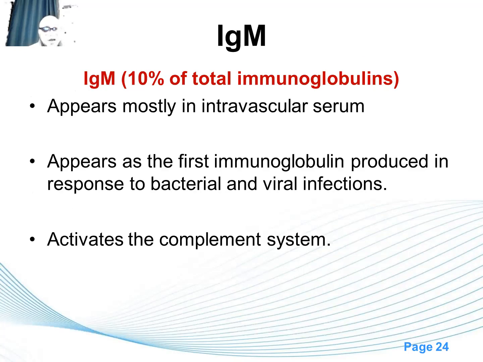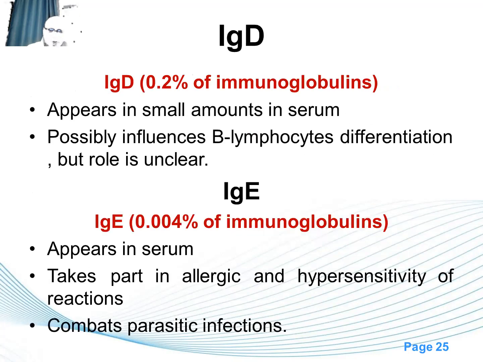So immunoglobulin A forms 10% of the total globulin and appears most in the intravascular serum. It appears as the first immunoglobulin produced in response to bacterial and viral infections. It activates the complement system. This type of immunoglobulin is very important when it comes to serological tests like Zika virus, dengue fever, and chikungunya. This is the type of immunoglobulin which is tested in clinical practice.